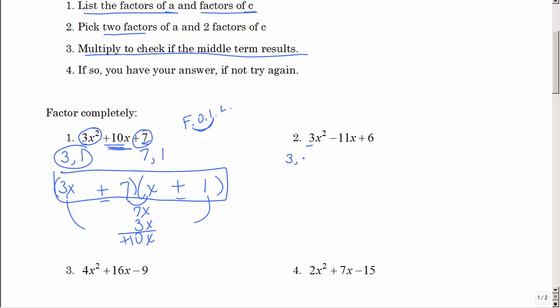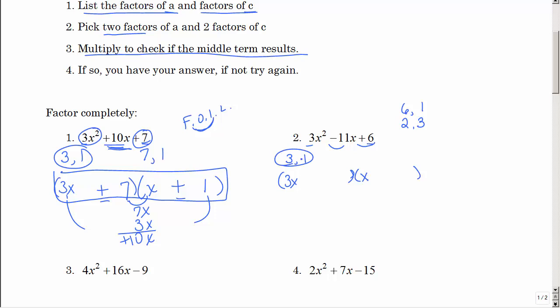Well, let's look at number 2. So I know 3 times 1 are my only choices for 3. But for 6, I have 6 times 1 and 2 times 3. I know that in order to multiply to get a positive and add to get a negative, my numbers both have to be negative. But I like to kind of do the signs last. Alright, so let's just start. 3x times 1x, I know that has to be right.